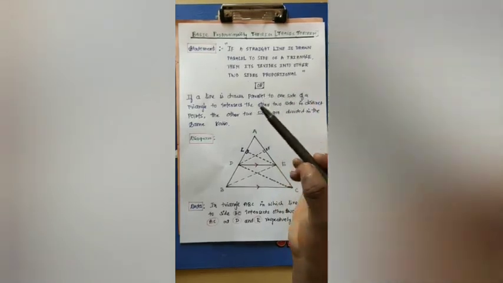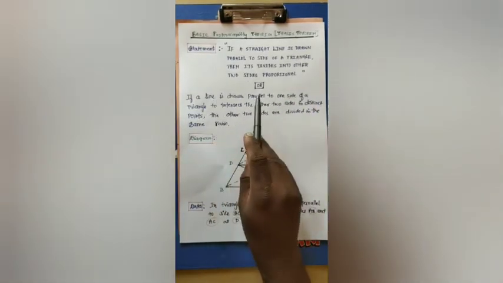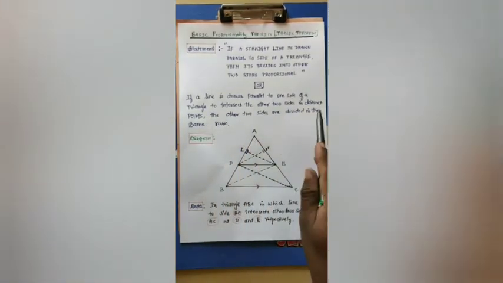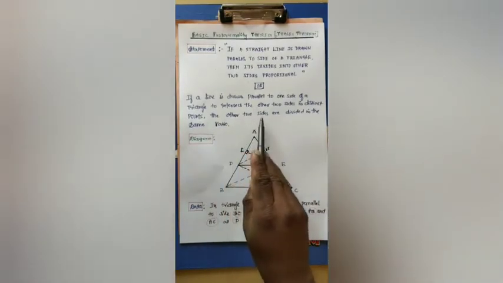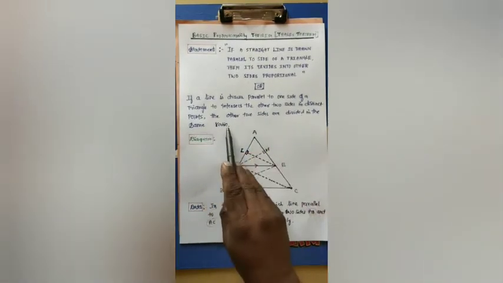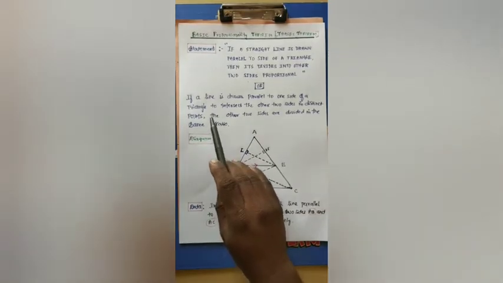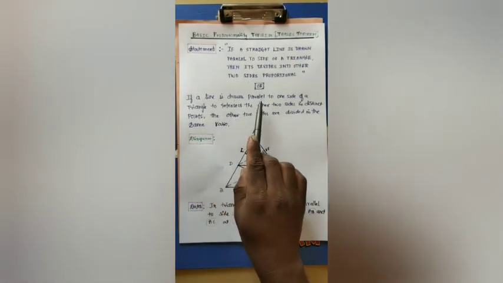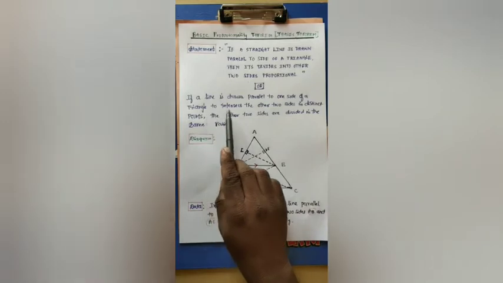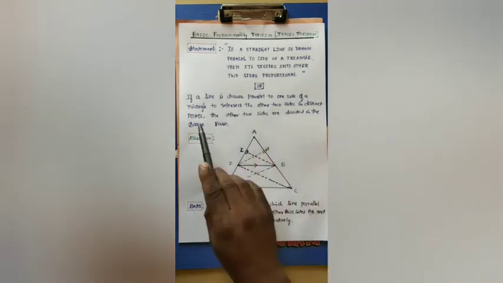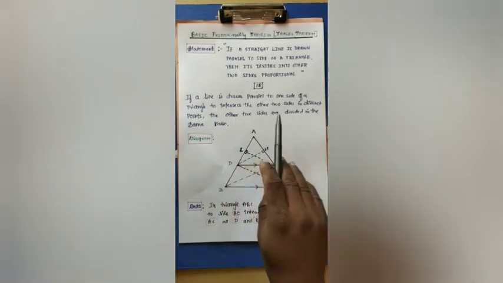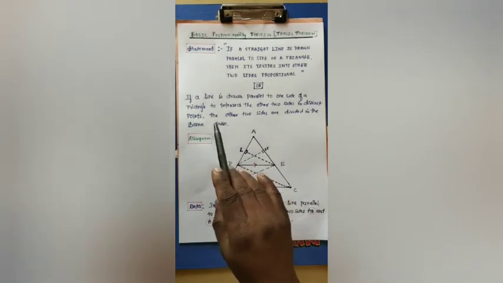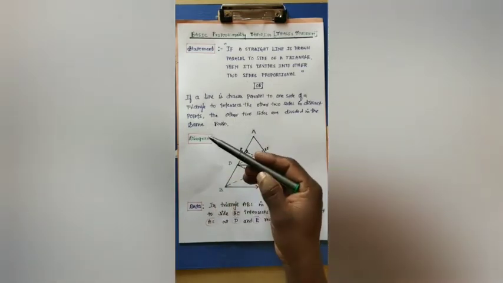According to your textbook, if a line is drawn parallel to one side of a triangle to intersect the other two sides in distinct points, the other two sides are divided in the same ratio. So by definition, we can draw a figure.